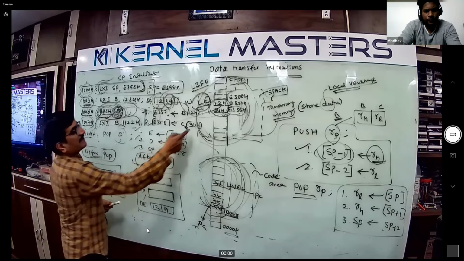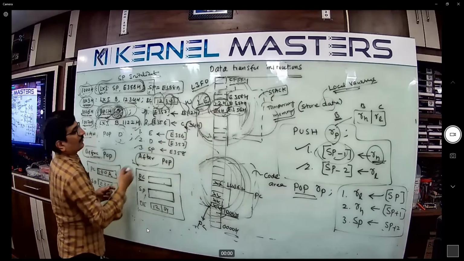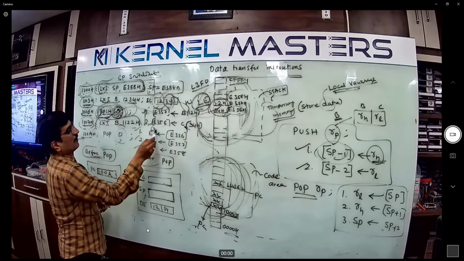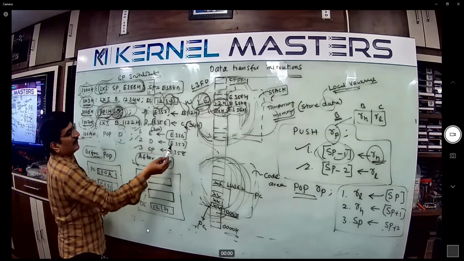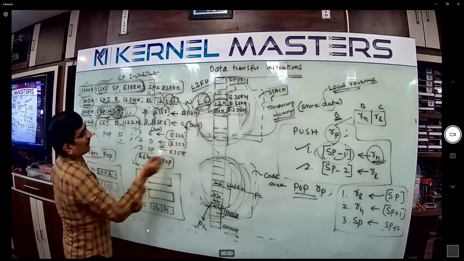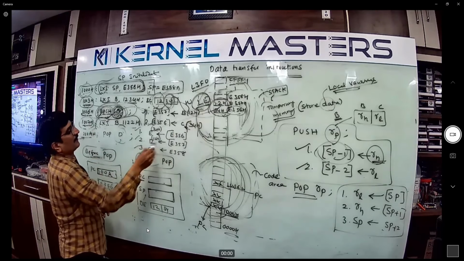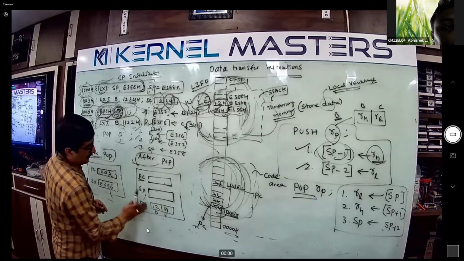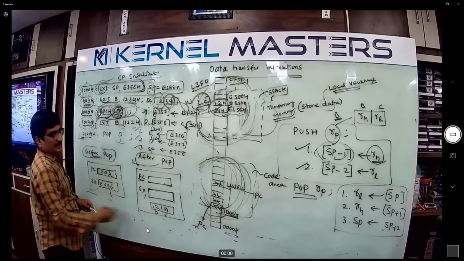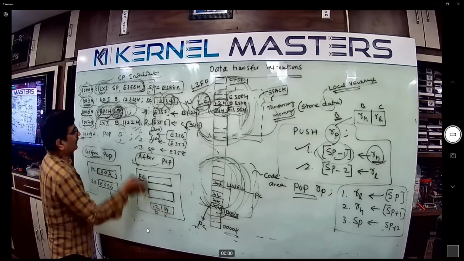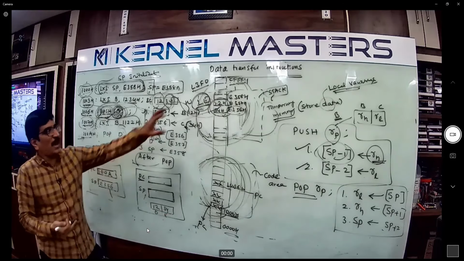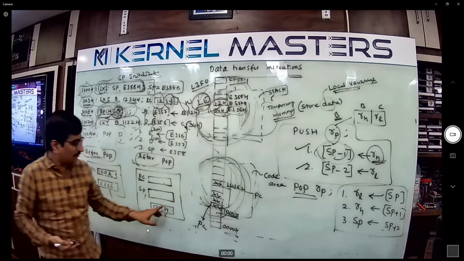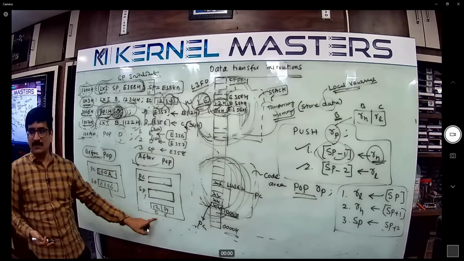Correct. What is the content at E356? 34. Where can you store 34? In E. What is the content at E357? 12. Where can you store 12? In D. Okay, understood or not? Yes, sir. What is the D content? 12, 34. The meaning of pop D is that the top of the stack content is stored in D.